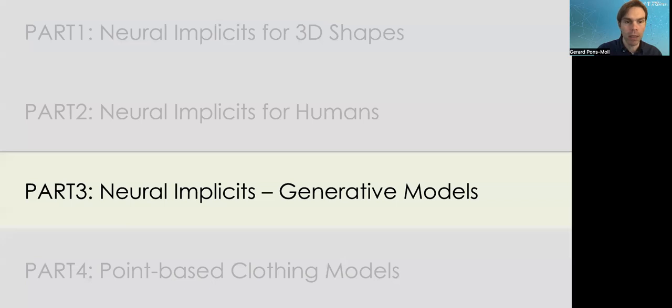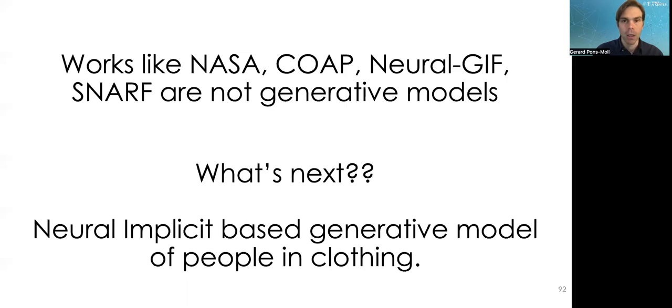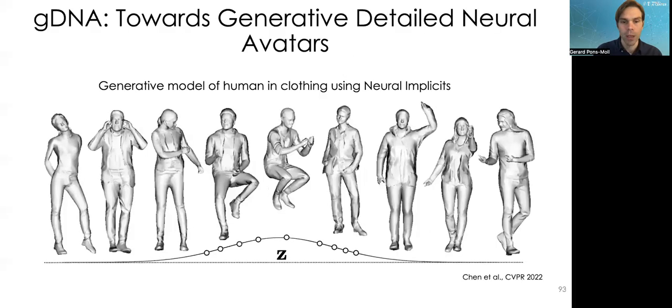Now we will see how to make these models generative. The previous models were also generative in some sense because they could generalize to new poses. But by generative here, I mean that given some control parameters, latent codes, for example, we can generate shapes of humans represented implicitly. So these works that we saw, like NASA, COPE, and NeuralGIF, SNARF, are not generative models in that sense. And so this is what we will cover now.